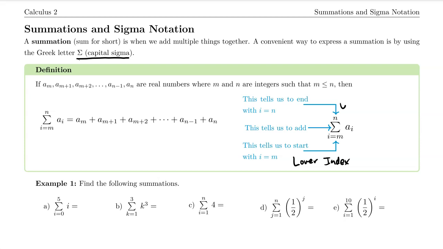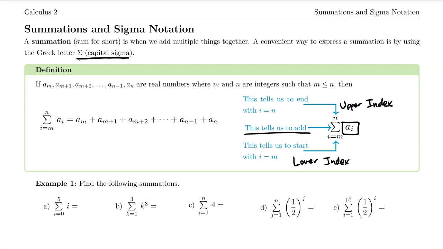Now, in this graphic to the right, this thing is called the lower index, and then this thing is called the upper index. The lower index tells us where to start, and the upper index tells us where to end, and then the sigma is the symbol that tells us that we need to add, and the thing that we're adding is the thing to the right of our sigma symbol.